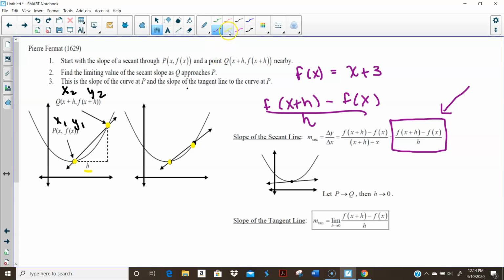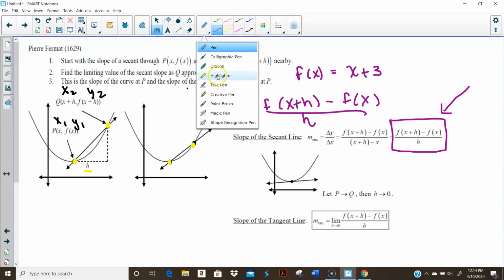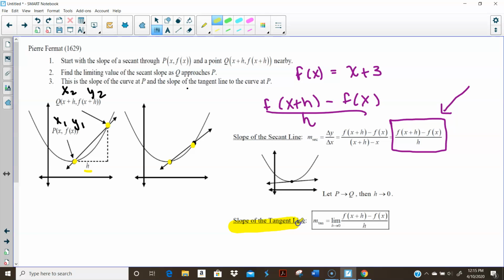So the slope of the tangent line, and the reason why I can say the slope of the tangent line and the slope of the secant line are the same is because these 2 points, the distance between those 2 points, has approached 0. So I will write the slope of the tangent line as a limit. It's the limit as h approaches 0, that's the distance between the 2 points, of f of x plus h minus f of x over h.